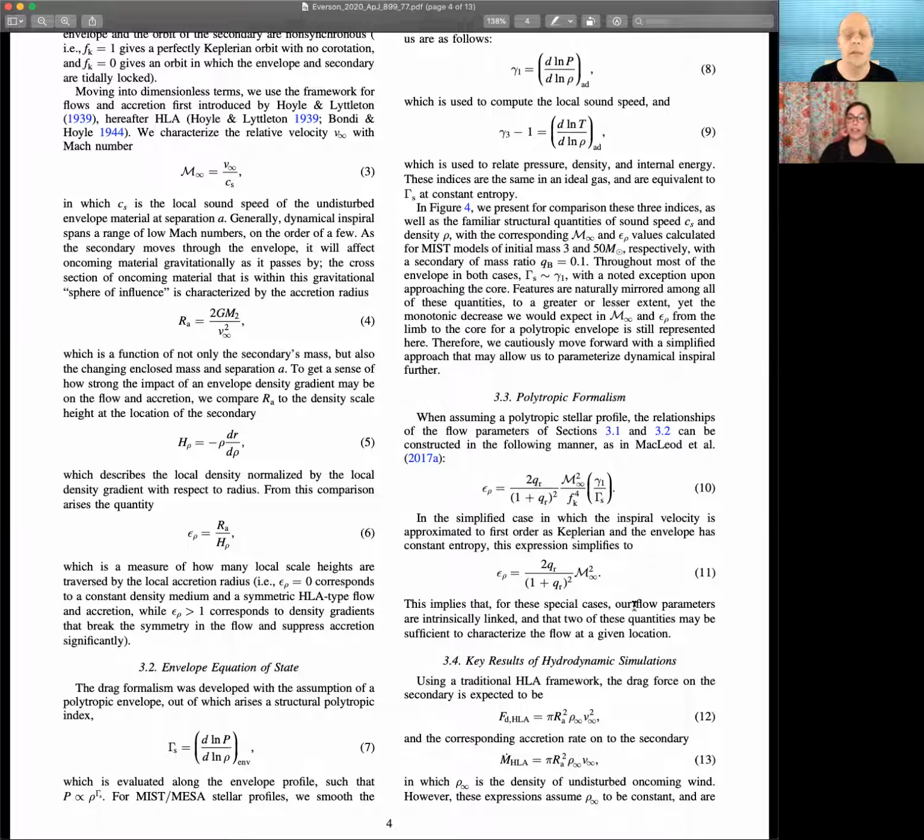And then we divide that accretion radius by the local density scale height at the location of the secondary. So when we look at epsilon rho, what we're actually saying is this is how many local density scale heights fit into our gravitational sphere of influence. To make that a little more intuitive, if epsilon rho is 0, that's a constant density wind, just like standard old HLA, very symmetrical, okay?